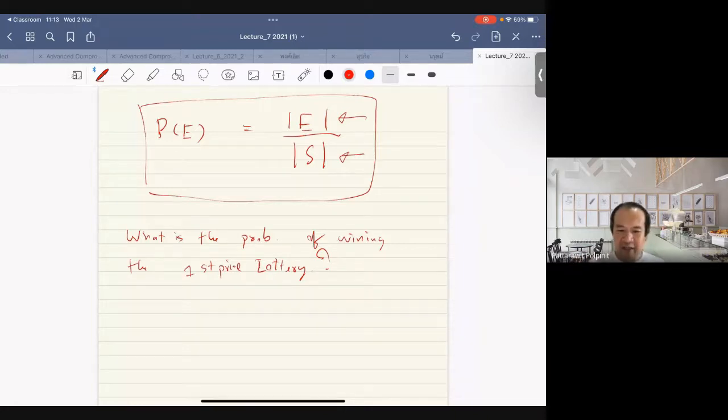So in this slide, we will learn how to do all this: how to count, what to count, what not to count, and how to count quickly. And then finally it will come down to this formula: the number of events divided by the number of all possible outcomes. Any questions so far?